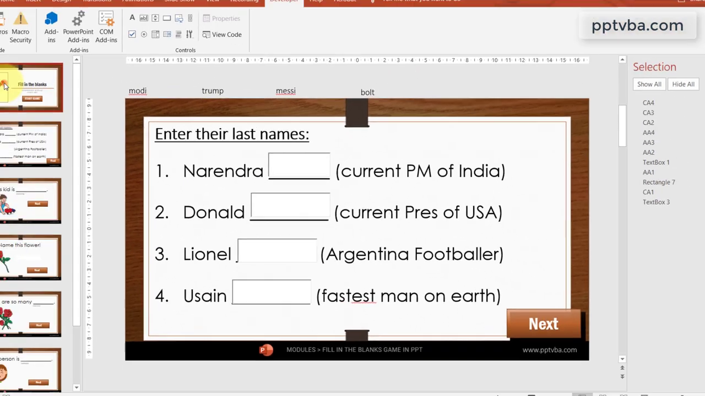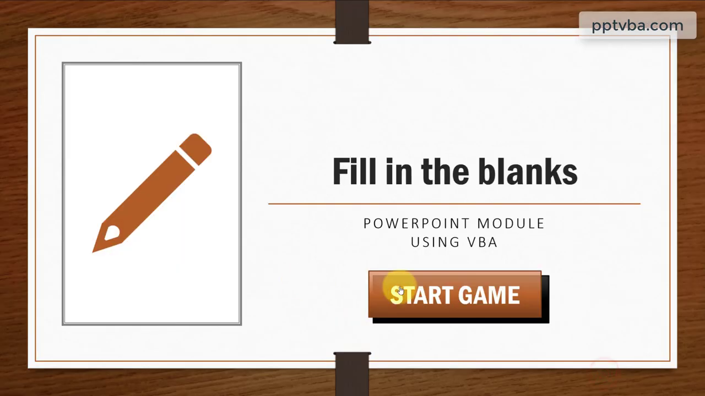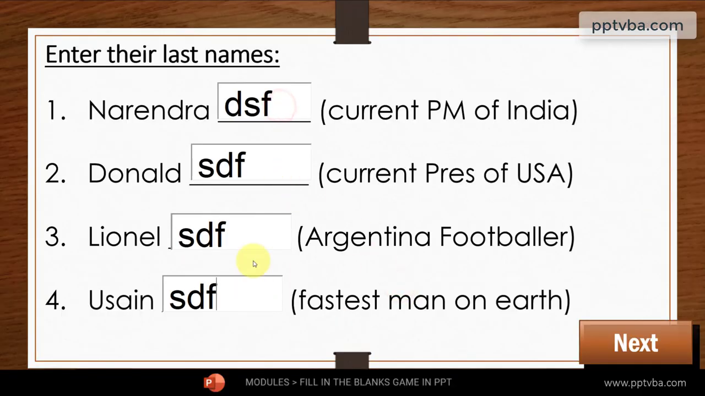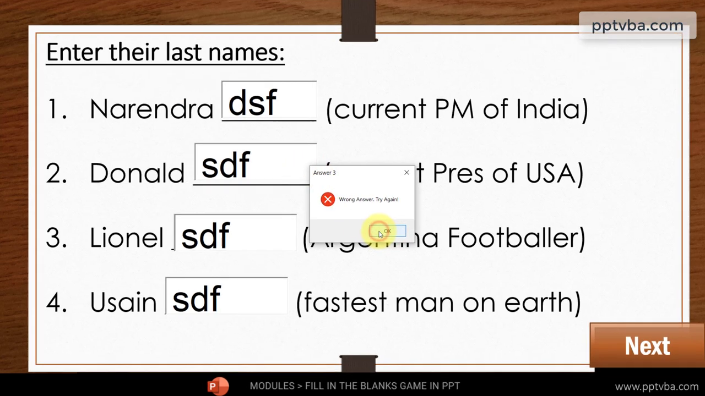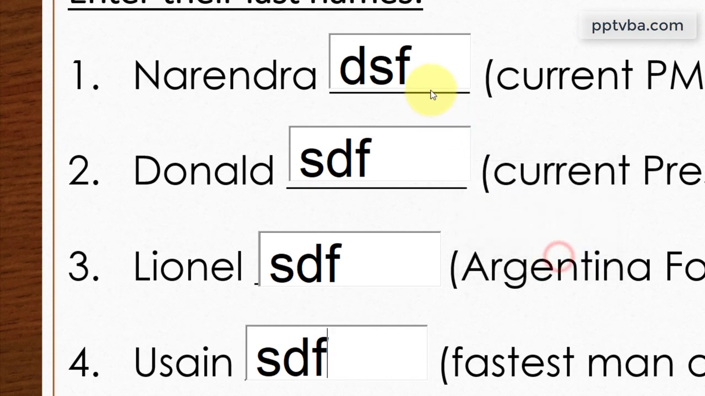So let me close this and let us test out the game. So let me start the game. So let me get all the answers wrong. I just put some random values and I click on next. It shows answer 1, wrong answer, try again. Answer 2, wrong. Answer 3 is wrong. Answer 4 is also wrong.